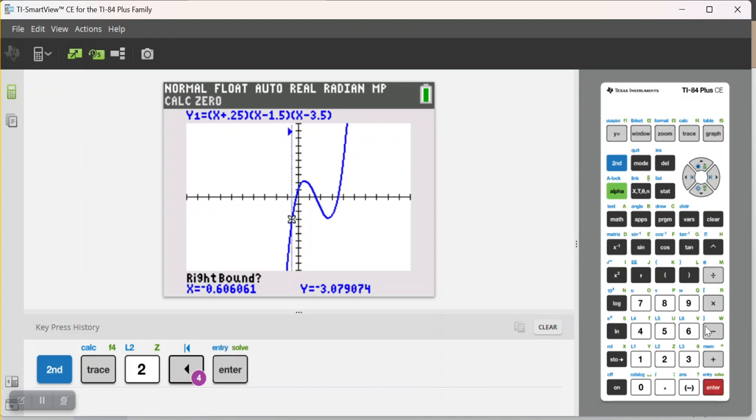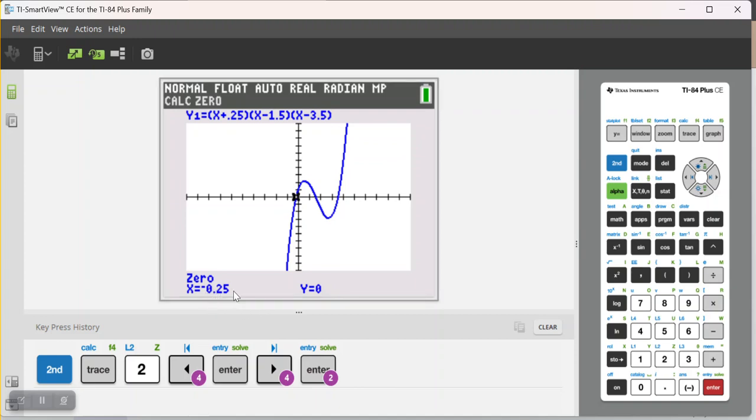I'll choose this as my left bound. This is my right bound, and you'll notice that there is an x-intercept somewhere in between those. It locates it, it's at negative 0.25, so one of the zeros of this polynomial is negative 1/4. And you can kind of see the function up here already, so if you know how the x-intercepts get turned into factors of a polynomial, you can tell what the zeros will be.